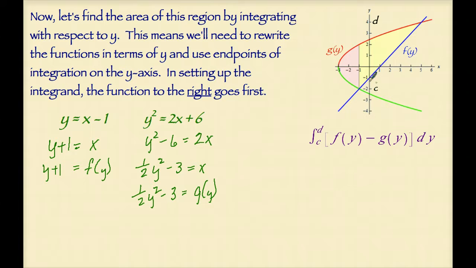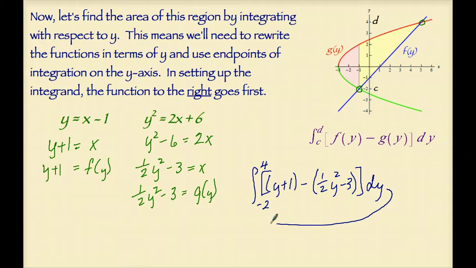Now the endpoints of integration are going to be the y values of these points of intersection, which are -2 and 4. So in setting up this integral, -2 to 4 of the right function, which is y plus 1, minus the left function, which is 1/2 y squared minus 3. And in this case, we're integrating with respect to y.